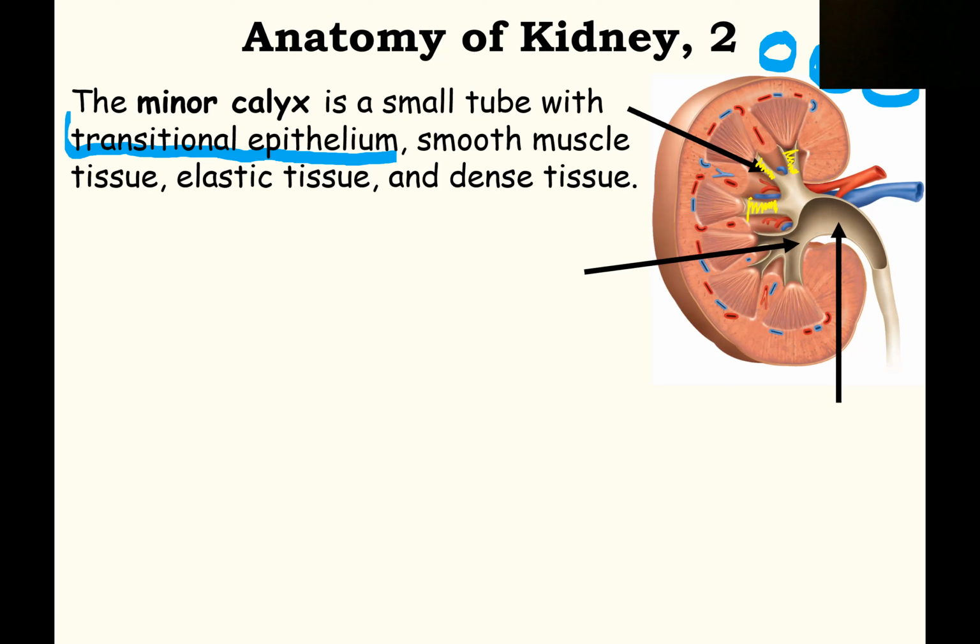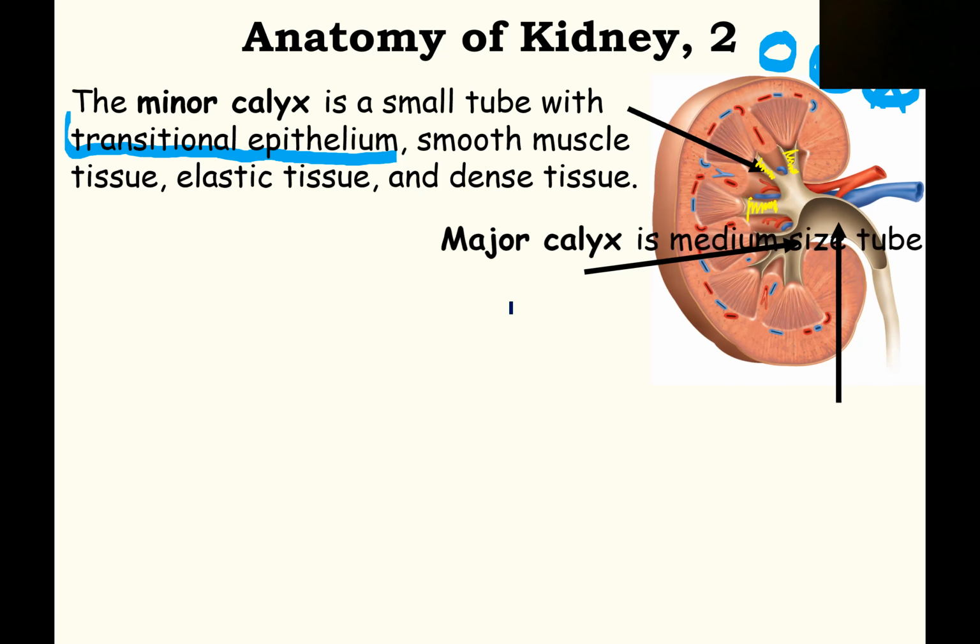Now, it's an internal diameter. So it gets thicker and thinner because of the stretching. So it's a special type of epithelium tissue that is unique to the urinary tract. Unique to the urinary tract. Transitional epithelium is the inner lining of the tubes.